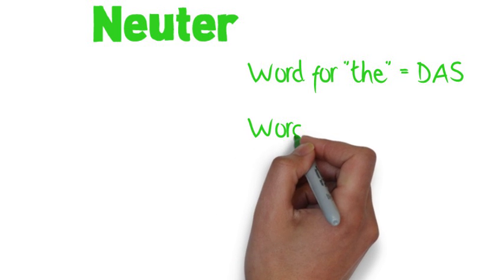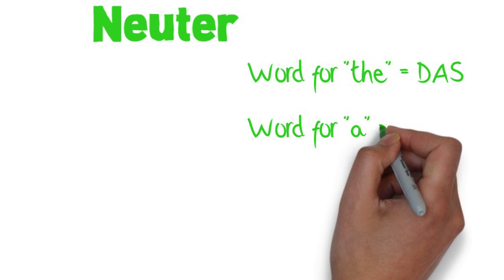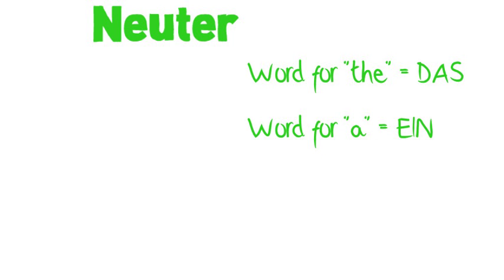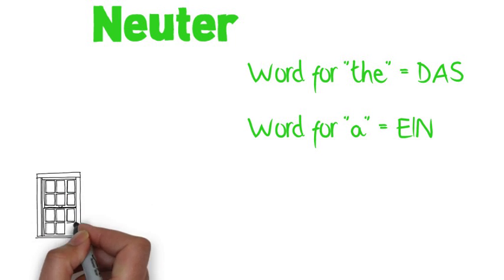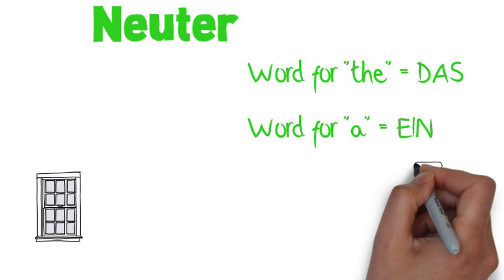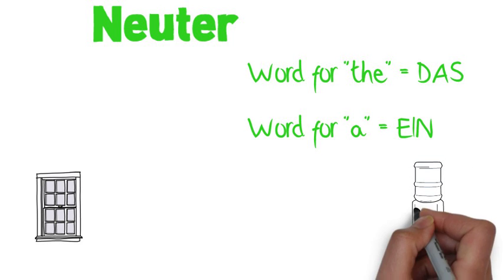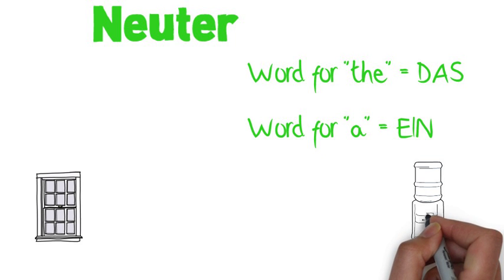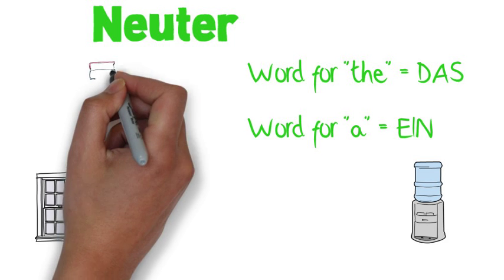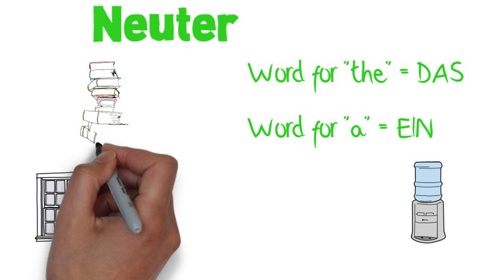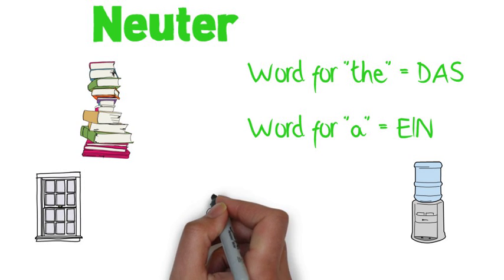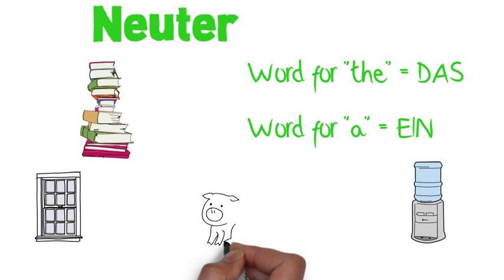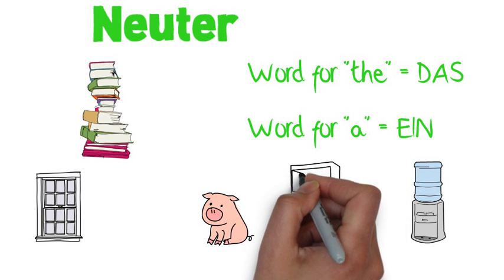Finally, here's the other category, neuter nouns. Here you use das for the and ein for a. So with window, Fenster, you would say das Fenster for the window and ein Fenster for a window. Other neuter nouns in German include das Wasser, or you could say ein Wasser, das Buch, or ein Buch, for a book, das Schwein, or ein Schwein, for a pig, das Regal, or ein Regal, for a shelf, and das Mädchen, or ein Mädchen, for the girl or a girl, respectively.